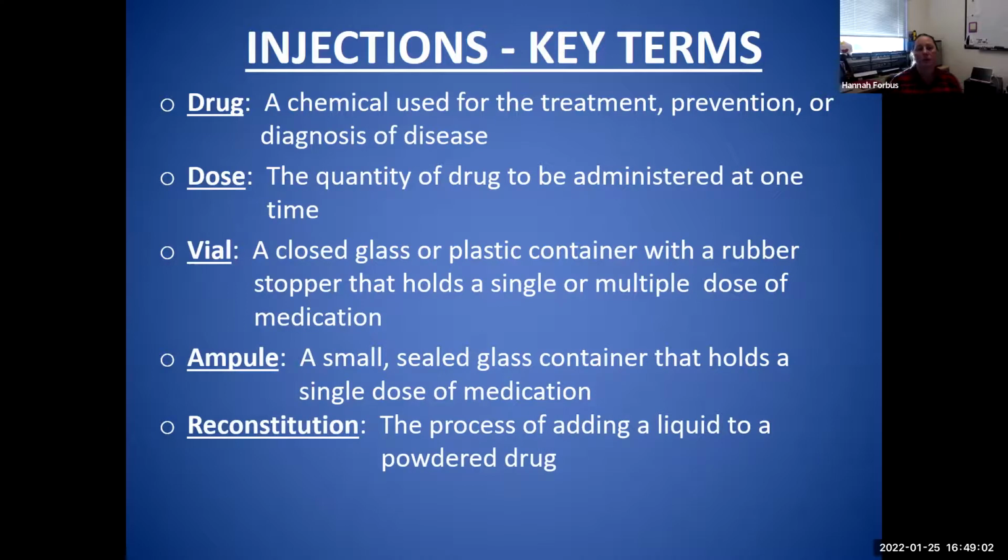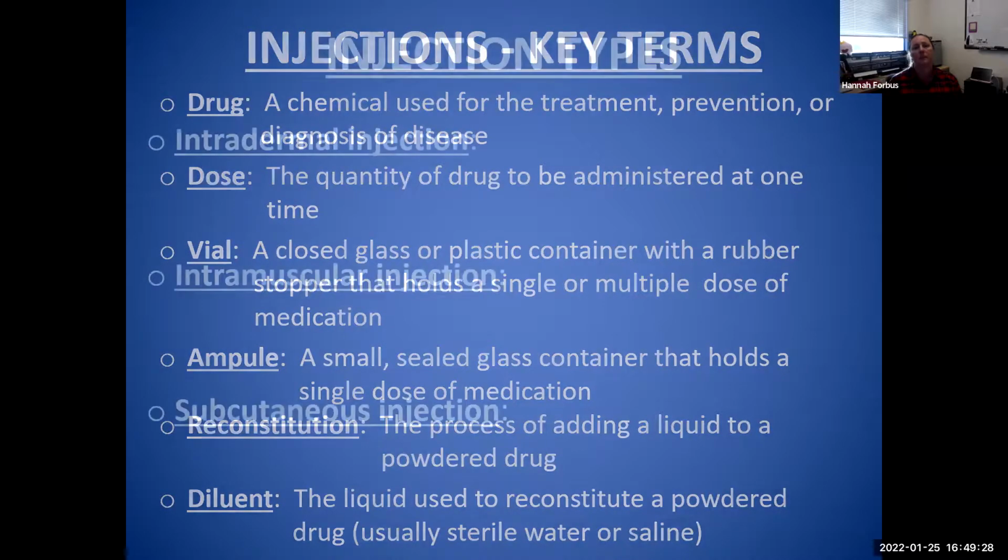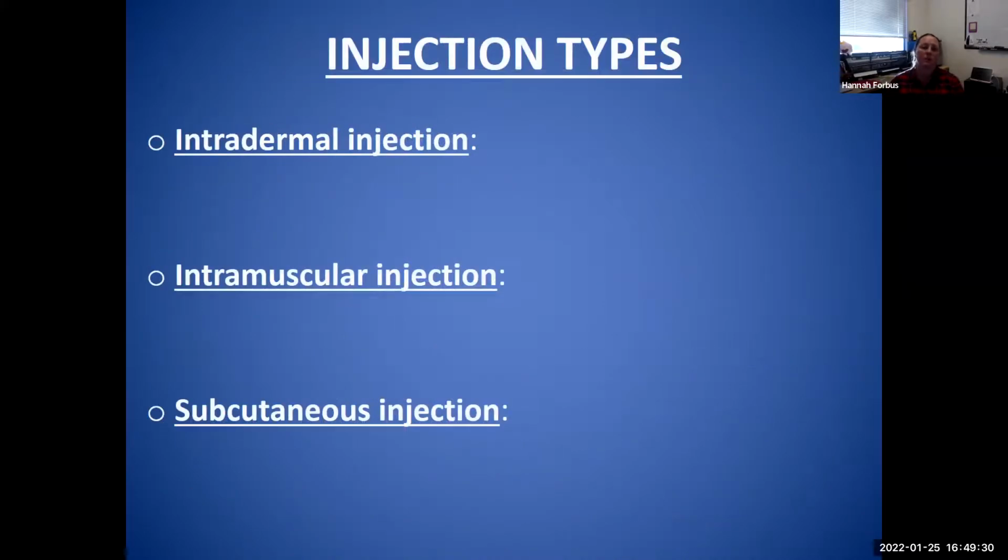Okay, so some drugs are manufactured in powder form because they last a lot longer and they don't go bad. So you reconstitute it right before you administer it, make it liquid. The diluent is the liquid that is used to reconstitute a powdered drug, and it's usually sterile water or saline. Okay, so there are 3 injection types.